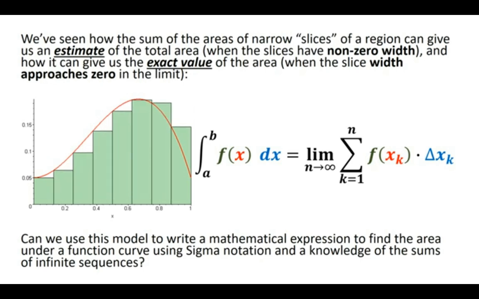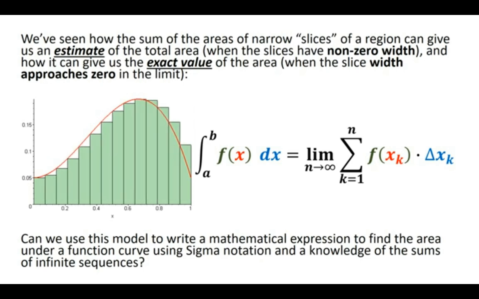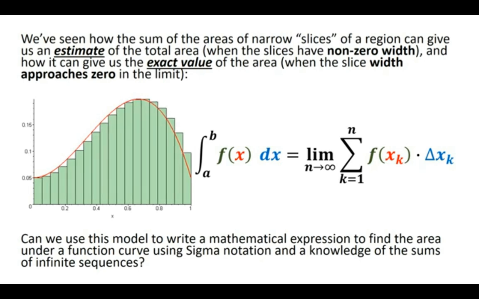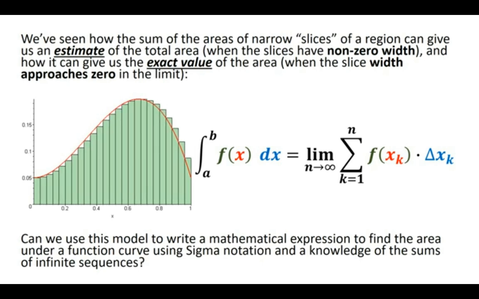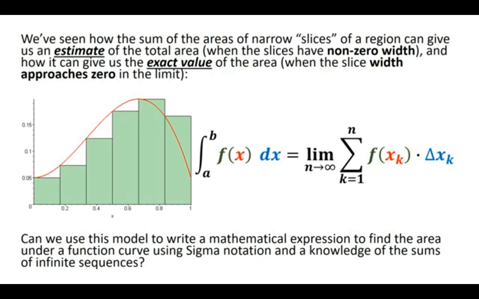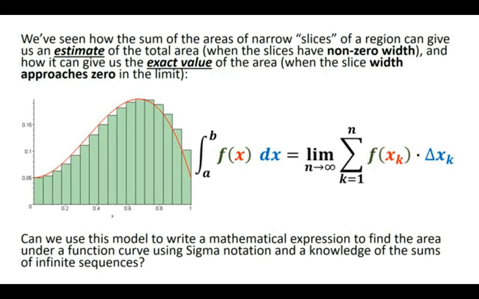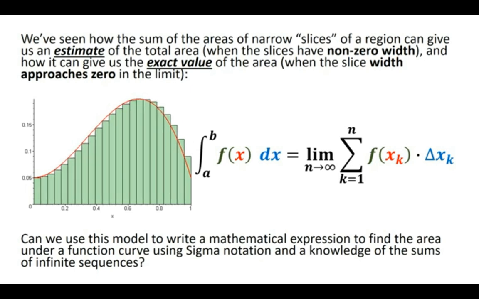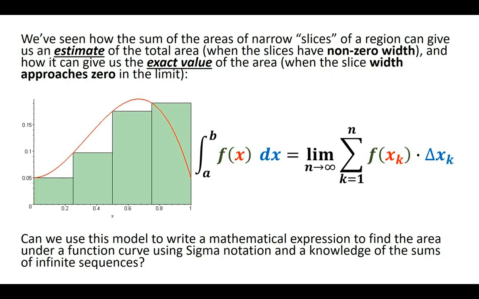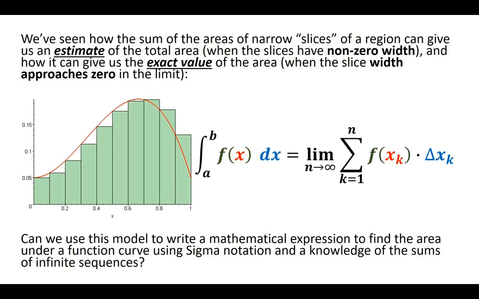We've seen how the sum of areas of narrow rectangular slices of the region under the function curve gives us an estimate of the area of that region. If we increase the number of rectangles toward infinity, their widths approach 0, and the sum of their areas approaches the exact value of the area under the curve. This is illustrated in the animation you see at left.